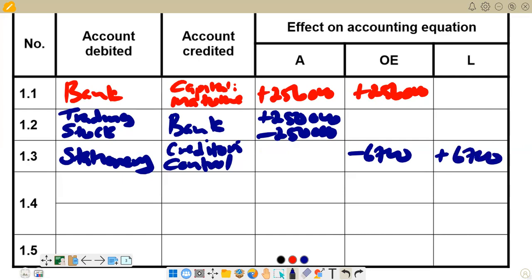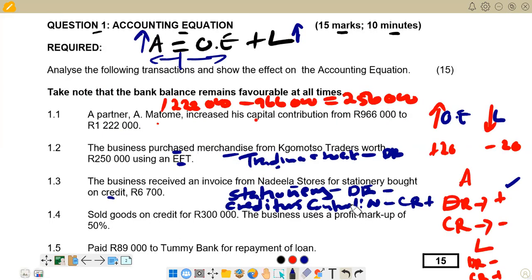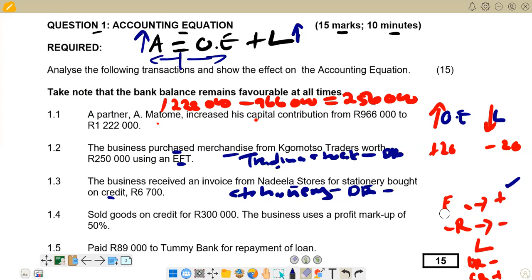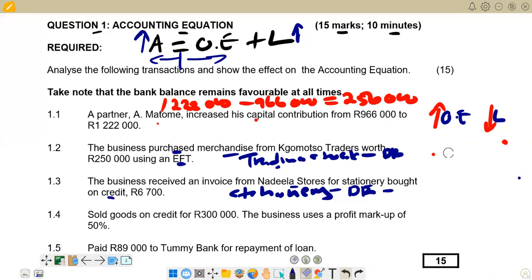Right. Then we go to the next one, which is 1.4. So on 1.4, it's saying sold goods on credit for 300,000. The business uses a profit markup of 50%. There now, let's see how we can calculate that one. So when these goods were sold, you're going to see that we are going to have two double entries there on this part 1.4.